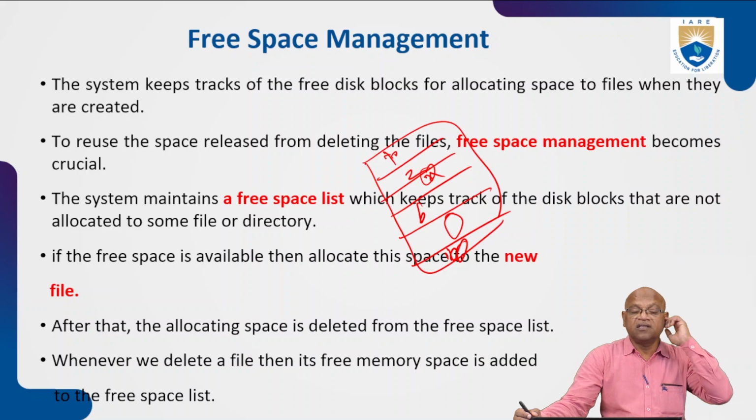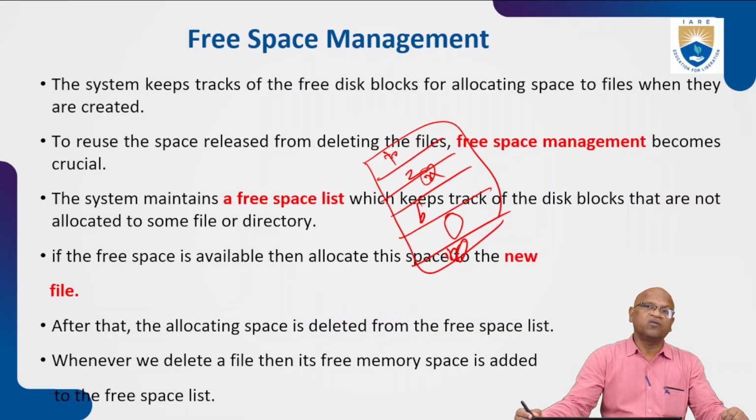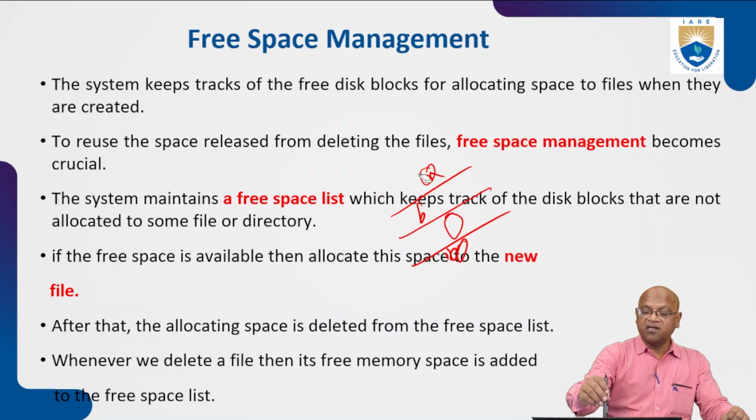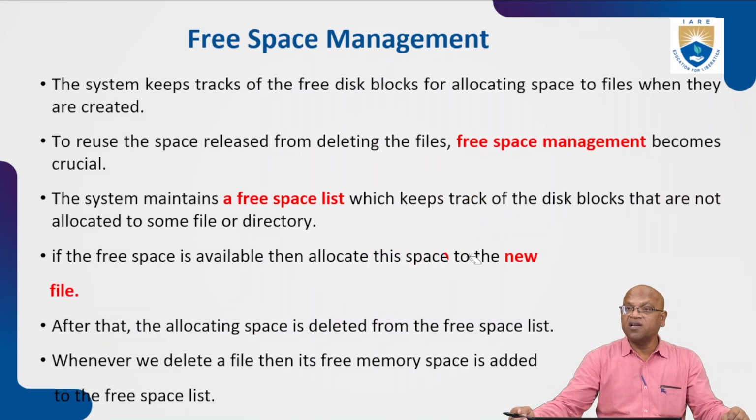So this is nothing but the system keeping track of the free disk blocks for allocating space to files when they are created. When a file is created, the OS checks where to load it in the hard disk, which block is free. To reuse the space released from deleted files, free space management becomes crucial. If one file is deleted from the hard disk, the space created can be reused for saving another file, because it is a continuous process. When we delete one file and save another, it is a continuous process.